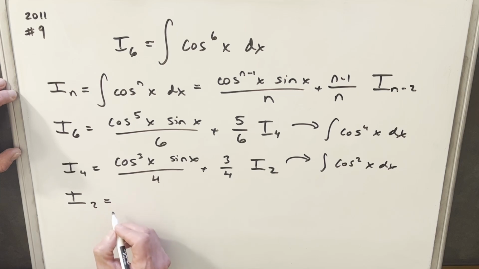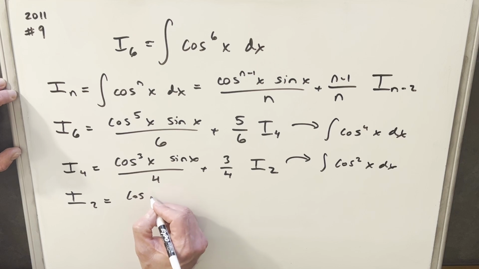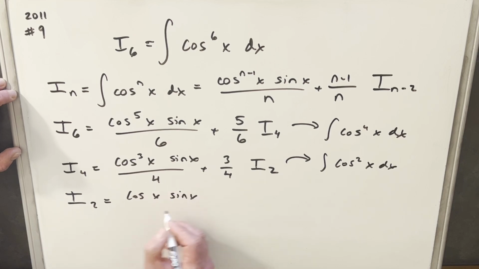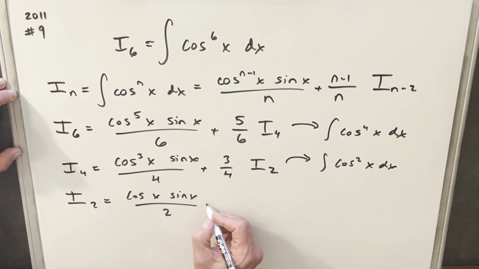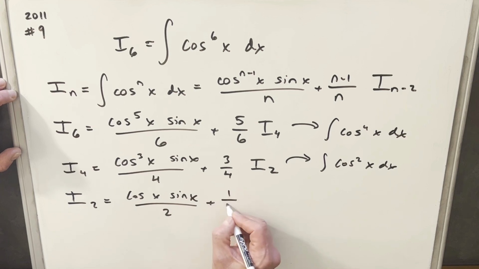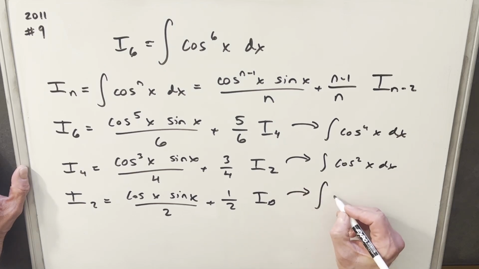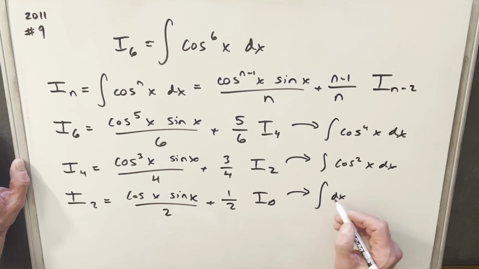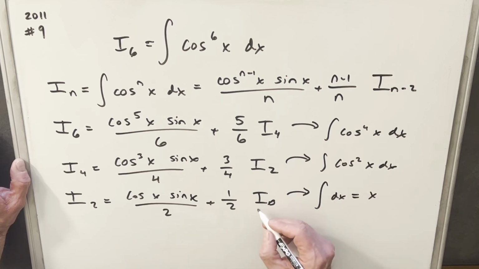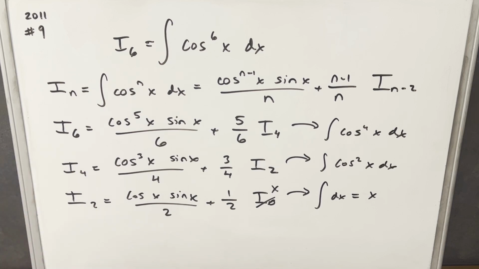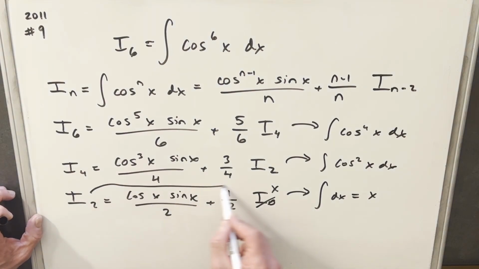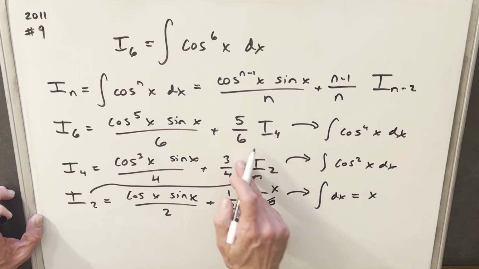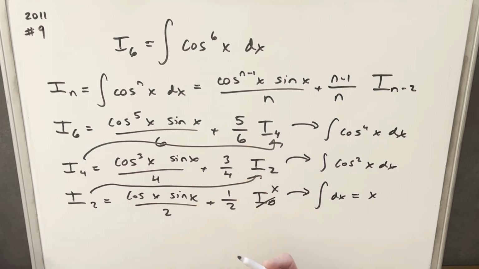So for our I sub 2 value, we're going to have cosine of 2 minus 1, so that's just cosine of x, sine x over our n, which is 2. Then here we're going to have 1 over 2, I sub 0. For I sub 0, that's just cosine to the 0. Cosine to the 0 is 1, so this is just dx. So this I sub 0 value is just x. Now for our solution, all we need to do is work backwards. I'm going to take my I sub 2, plug it back in here, then we'll get I sub 4, plug it back in here, and then we'll be done.